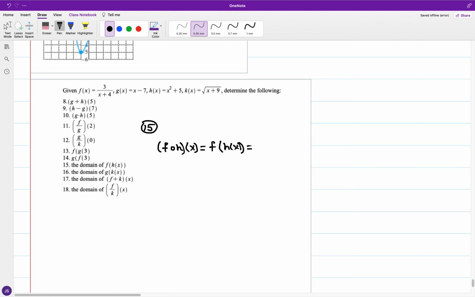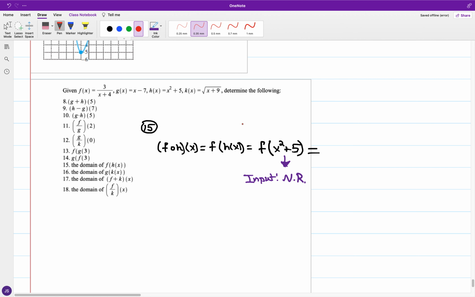Okay, so for f of h of x, h of x is going to be x squared plus 5. Now for the input, we just have x squared plus 5. So there's no even root radical, there's no fraction. Input itself has no restriction. So for any restriction there is, it's going to have to come from the output.